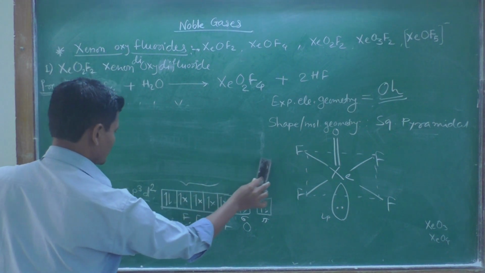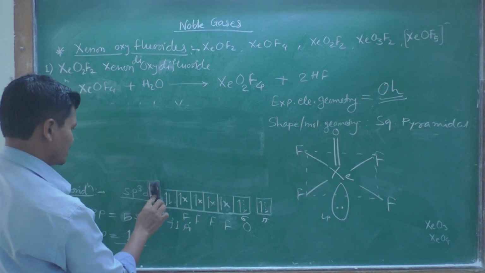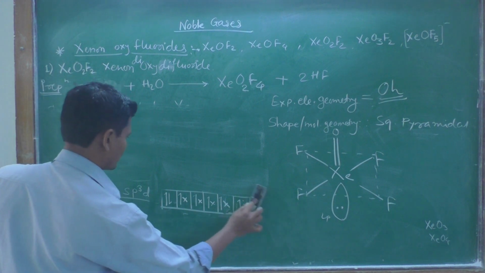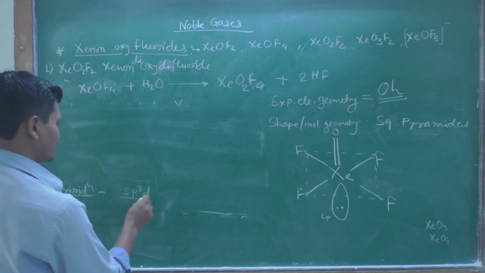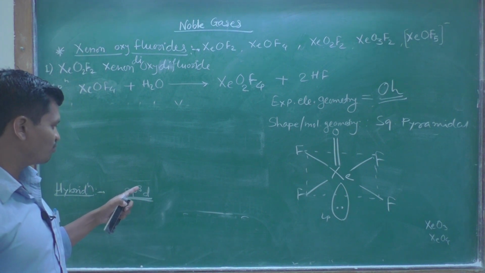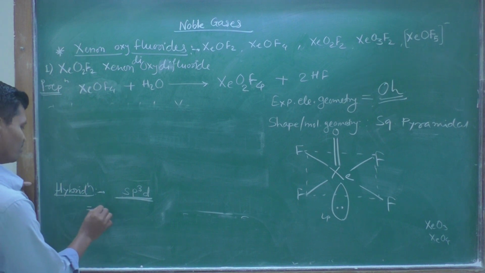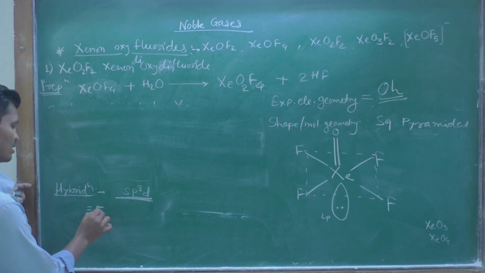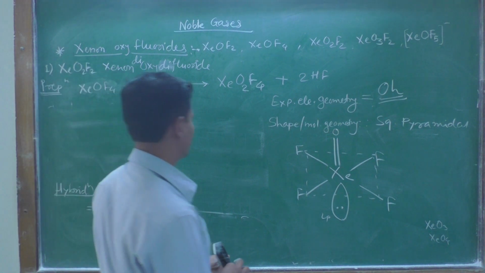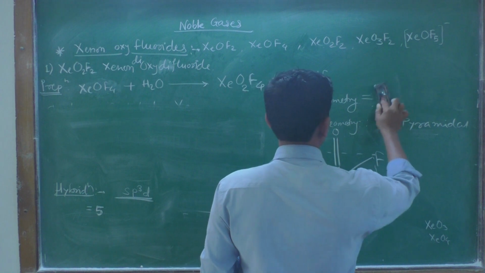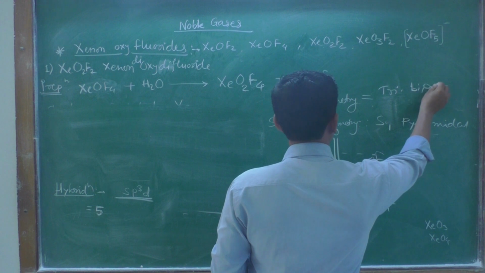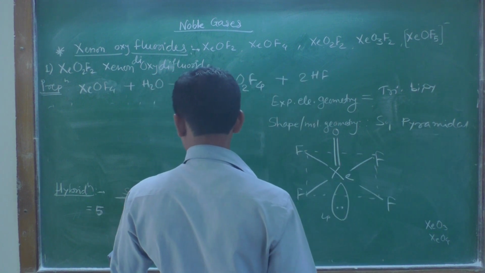In this case the hybridization is again sp3d. How many orbitals are combining? 1, 2, 3, 4 and 5. So 5 orbitals are there. And now the expected geometry of the molecule is trigonal bipyramidal, as the steric number is 5, sp3d.